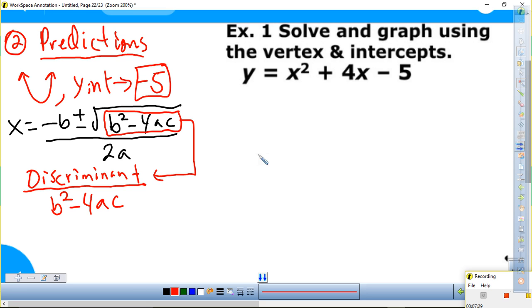Okay. Help me out, please, Brian. What do I write underneath? 4 squared minus 4 times 1 times negative 5. Hands if you got that. Yeah. That is correct, because now we know how to get the information from there.